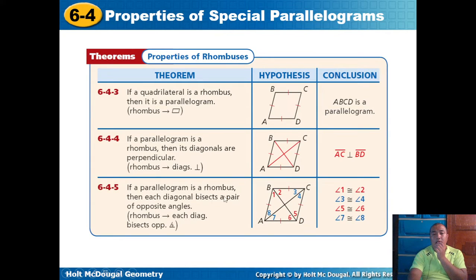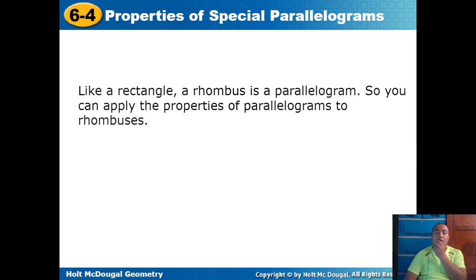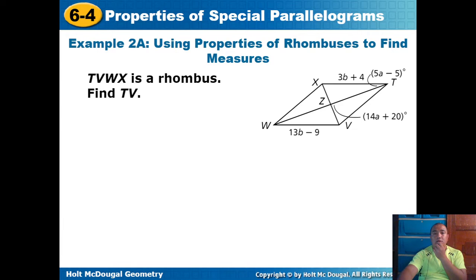If a parallelogram is a rhombus, then each diagonal bisects a pair of opposite angles. So angle 1 is equal to angle 2, angle 3 is congruent to angle 4, angle 5 is congruent to angle 6, and angle 7 is congruent to angle 8. Like a rectangle, a rhombus is a parallelogram, so you can apply the properties of parallelograms to rhombuses. We have here rhombus TVWX. Find TB. Where is TB? Here, TB.